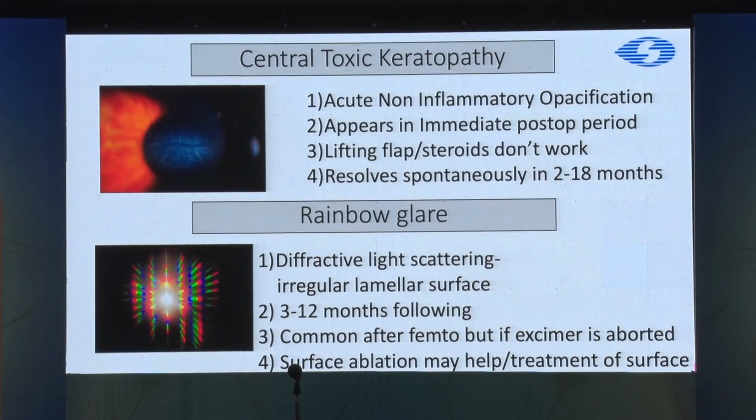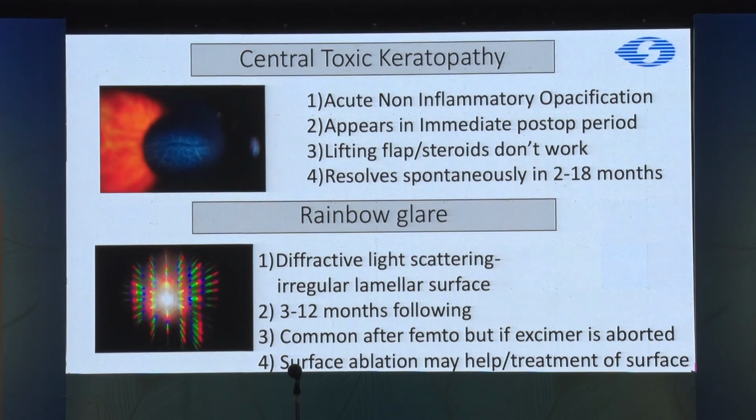Couple of slides. Central toxic keratopathy, important to diagnose, because what we have to remember is it's a central opacity. It looks a little bit like DLK, but lifting the flap and steroids doesn't work. These tend to resolve spontaneously in 2 to 18 months, though there is a hyperopic shift, so you have to counsel the patient carefully regarding this.